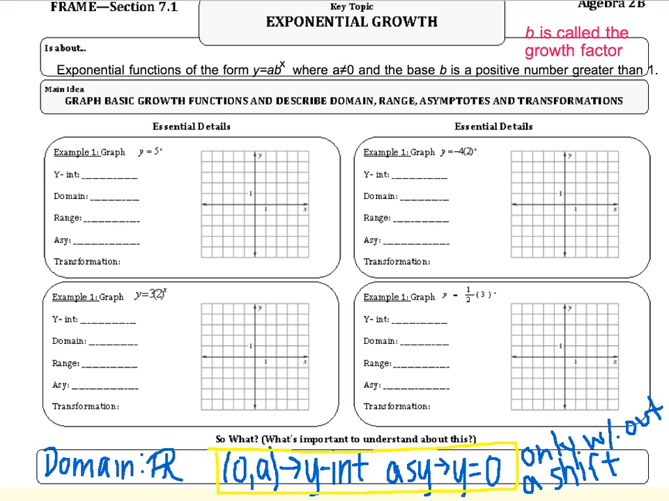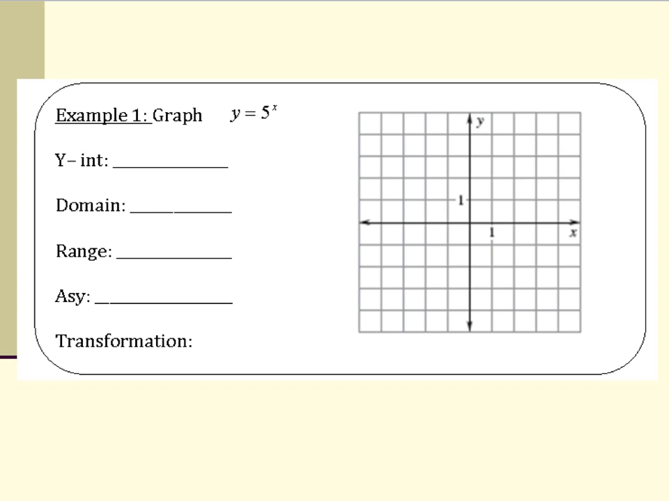It does change if we have a shift of our graph, and we'll talk about that as we move on here. At the first graph, we want to graph y equals 5 to the x power. So my intercept here is going to be 0, a. Remember, y equals a times b to the x power. That's my general form here. And I could put a 1 right here. So it's 1 times 5 to the x. So my y-intercept is the point 0, 1.